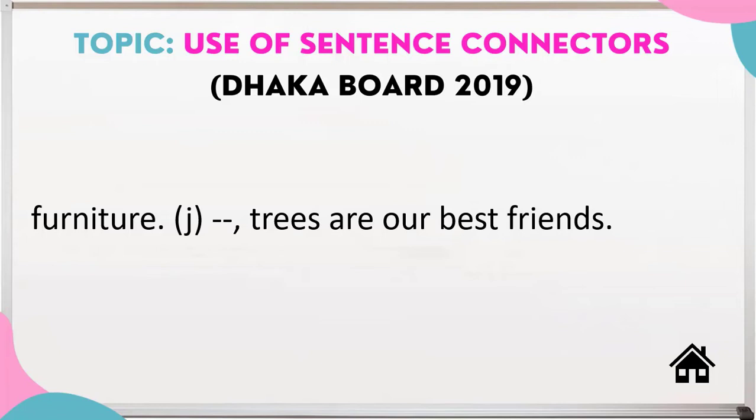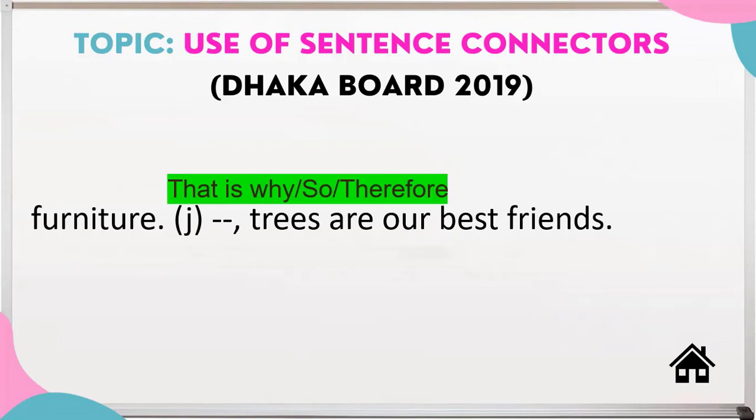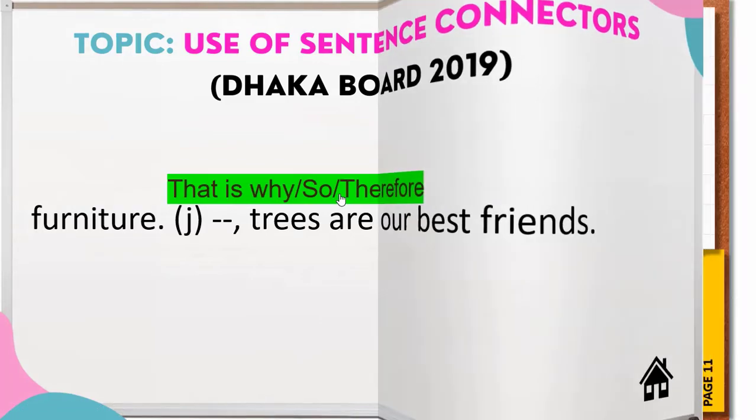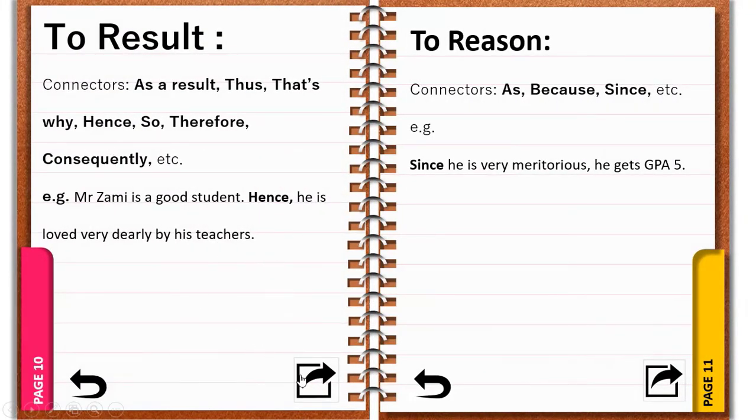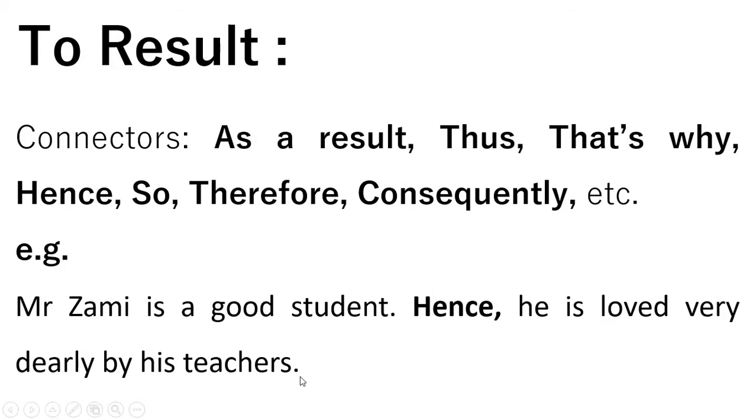Question J. Trees are our best friends. This sentence of question J indicates result. So this one is very easy for you. Hopefully you have answered. Let's match your answer with the answer given on the screen. That way, or so, hence, therefore. Let's get in for details. To show result, connectors: as a result, thus, that way, hence, so, therefore, consequently, etc. For example, Mr. Jami is a good student, hence, he is loved very dearly by his teachers.